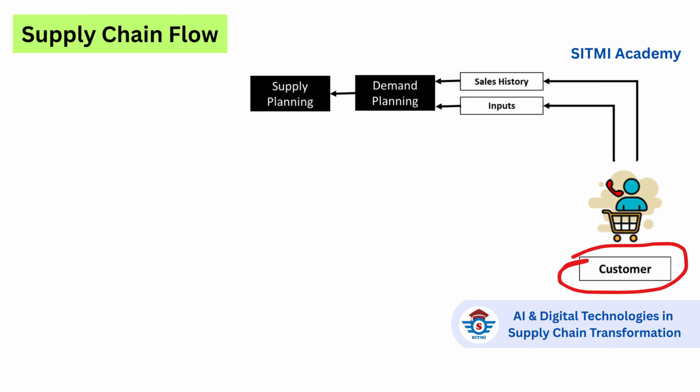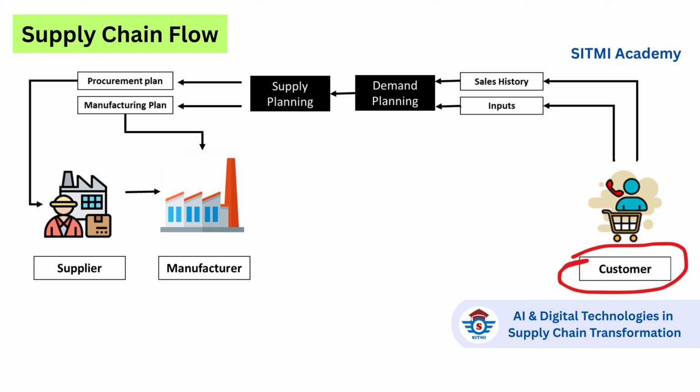For example, if demand planning predicts 10,000 units of air conditioners in summer, then supply planning ensures that factories, suppliers, and logistics are all ready to meet that demand. Now, once supply planning is complete, two major outputs are created, the procurement plan and the manufacturing plan. The procurement plan defines which raw materials need to be purchased from suppliers, things not currently available in inventory.